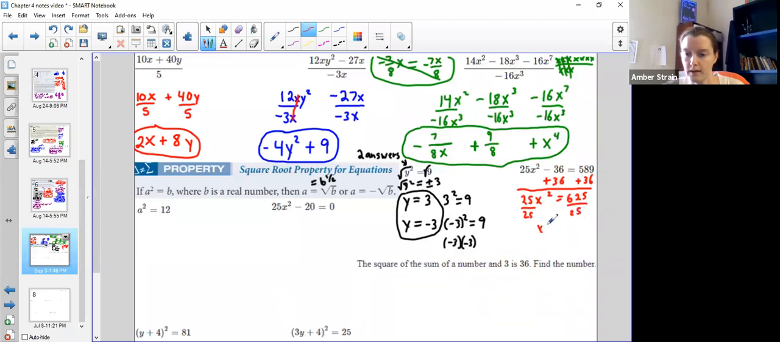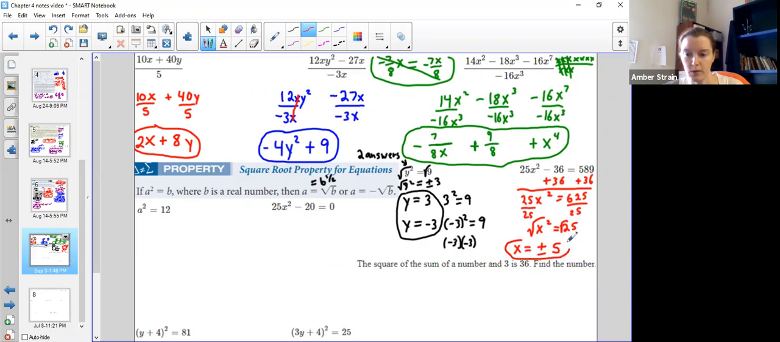And that gives me 25. 625 divided by 25 is 25. Now here it is again, that square. To undo a square, I square root. But when I square root, I have to do that plus or minus. And the square root of 25 is 5. So there's my two answers.